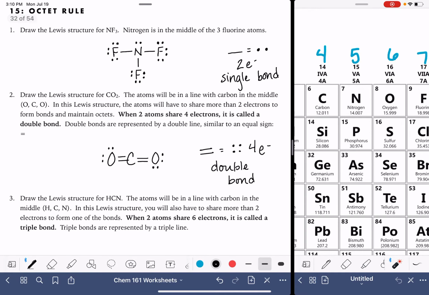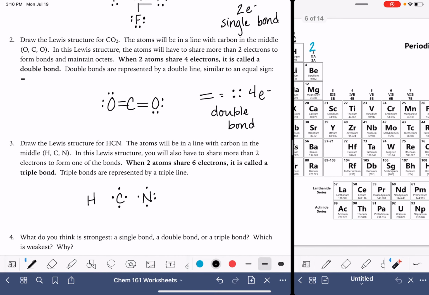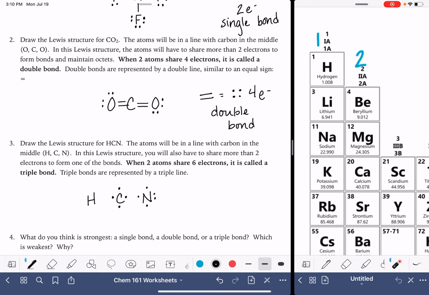And here's one more example, HCN. In this case, the atoms are going to be in a line with the carbon in the middle, so it's going to be an H, carbon in the middle, nitrogen. Let's begin by drawing the Lewis dot symbols. For carbon, there are 4 electrons. Nitrogen has 5. I'm going to draw it like that, and hydrogen has only 1 valence electron.